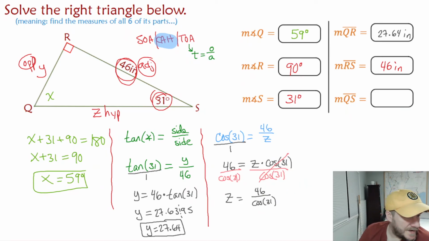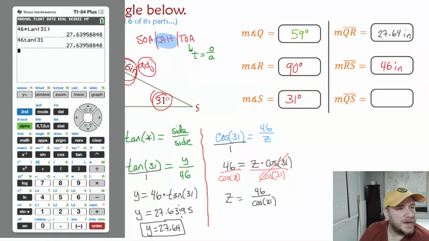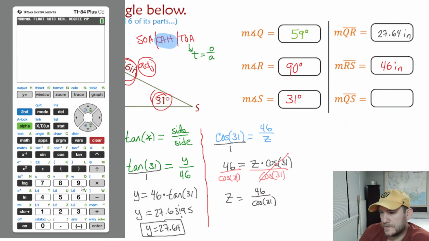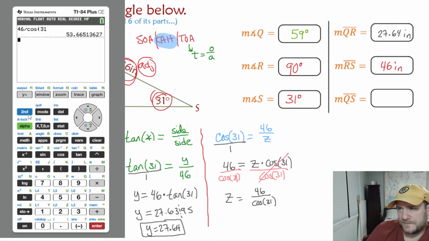So again, and I didn't explain this perfectly in the last problem, but if we go to our calculator, pull it out, I meant to talk about how to do this problem if you don't have such a great calculator. But for now, let's just do this one. Again, it should be easy. I'm just going to literally press 46 and divide by cosine 31. I can just type it all in, hit enter. I'm getting an answer of 53.6651.